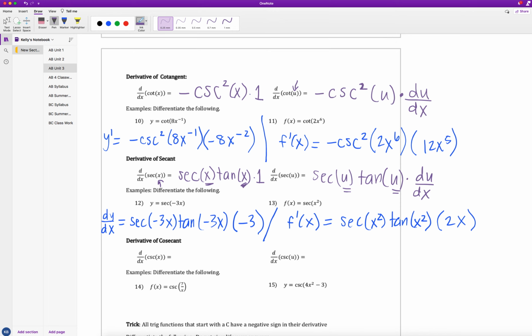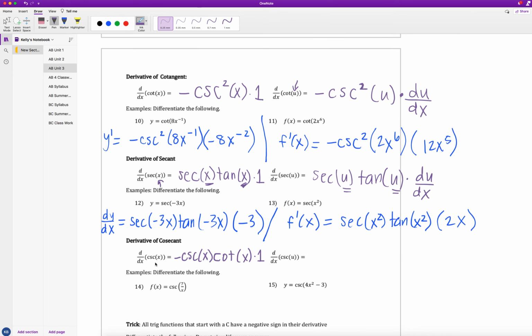Okay, one last trig function. Our last one is the derivative of cosecant. Now, cosecant is 1 over sine, by definition, just in case we need that trig review. The derivative of cosecant is equal to negative cosecant of x times cotangent of x, technically times the 1 from the chain rule. So both secant and cosecant kind of have this product of trig functions as its derivative.